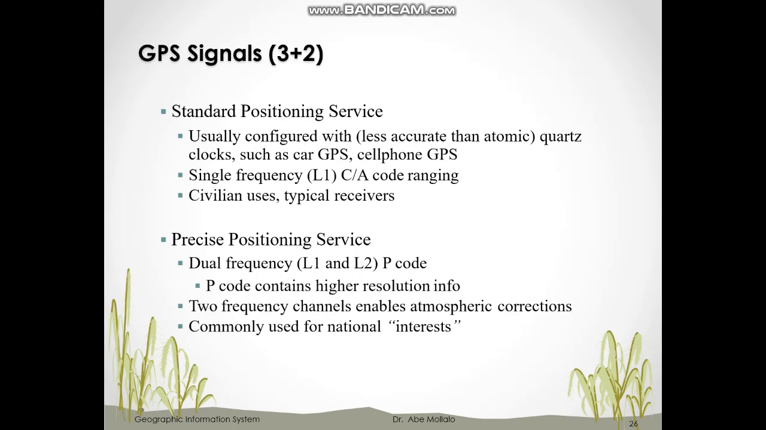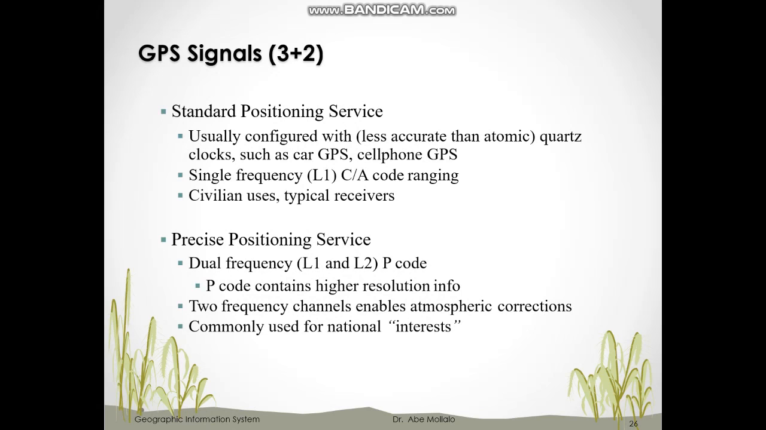Depending on which code you are using, there are two types of services. A standard positioning service is for daily use, such as car navigation. For standard positioning, a GPS receiver is usually configured with a quartz clock, which is much less accurate than an atomic clock. A car GPS or cell phone GPS all use a quartz clock. And we use the CA code ranging, which is the coarse acquisition code, and it's less accurate and is used for civilian use.